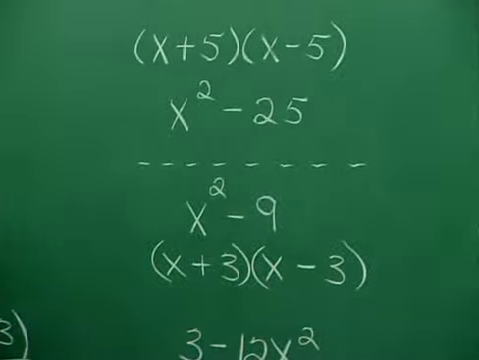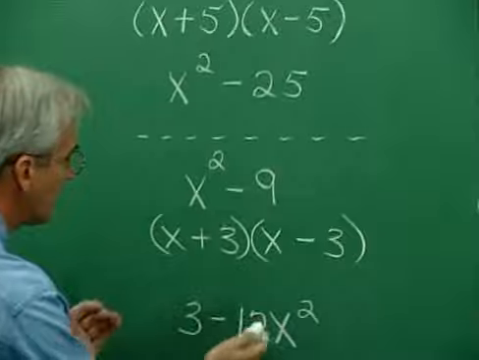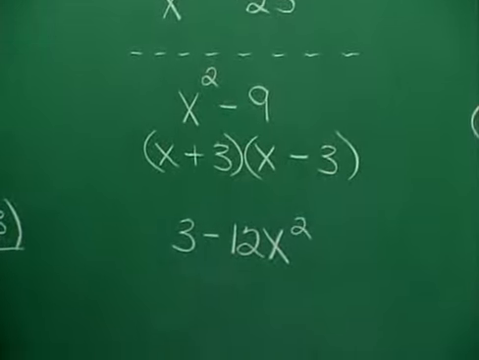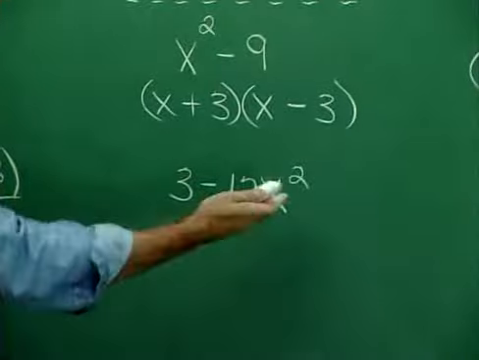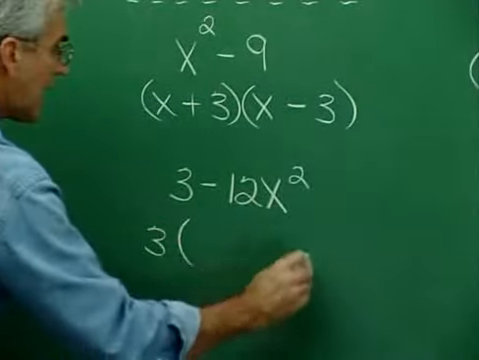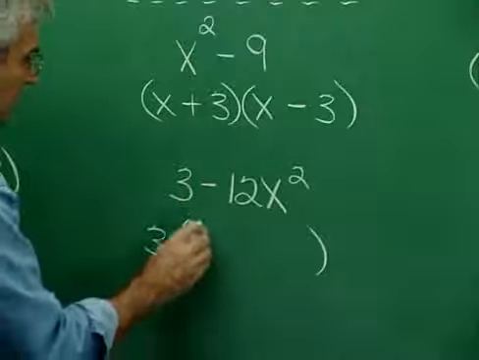Now here's a situation where this is not the difference of squares, but we're supposed to look for a common factor when we begin the factoring process. And here we have 3 as a common factor. And when we take the 3 out of this term, we're left with 1.